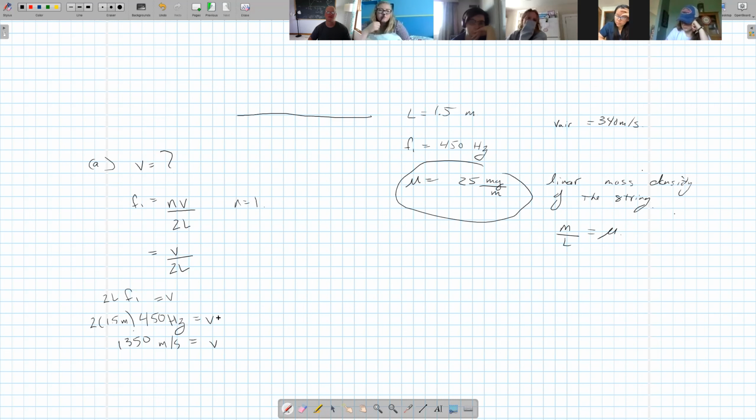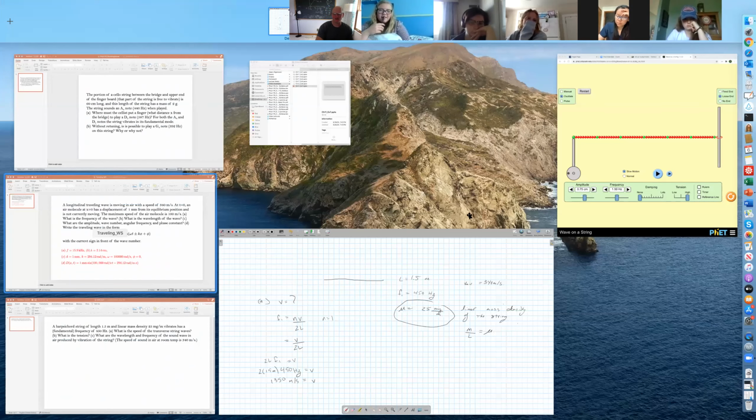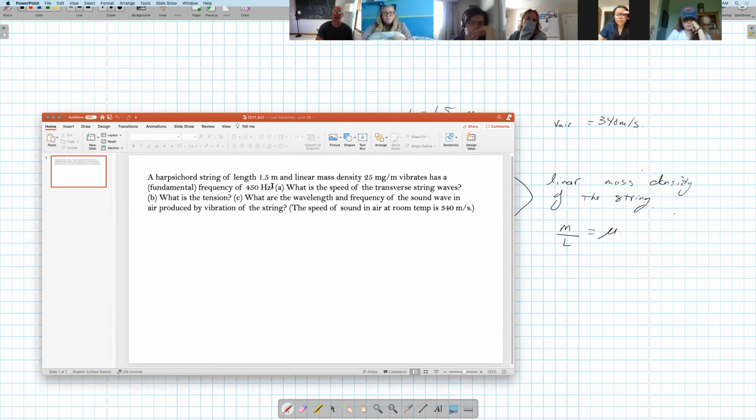How do we know that n equals 1? Because it's a fundamental. Anytime we have the fundamental, by its definition n is equal to 1. Did the question say that? Yes. So let's go back to the question. It says here it has a fundamental frequency of 450 hertz. So it was told in there. Otherwise we would have to know exactly what the harmonic is. So if we're told that it is fundamental, like it does in this one, we automatically know n is equal to 1. Otherwise, it would either have to say it's the second harmonic, or n is equal to 2, or give us that information.